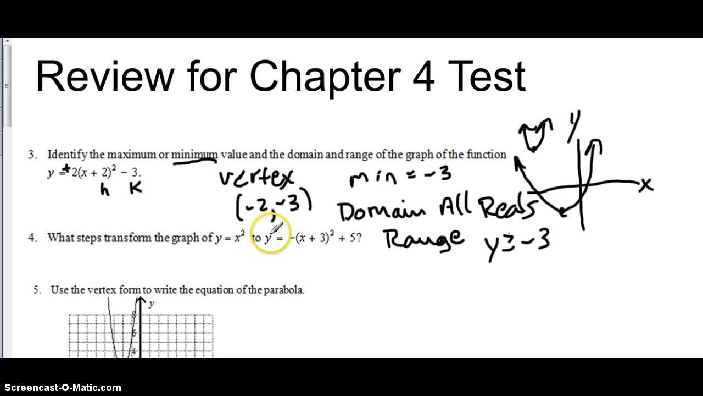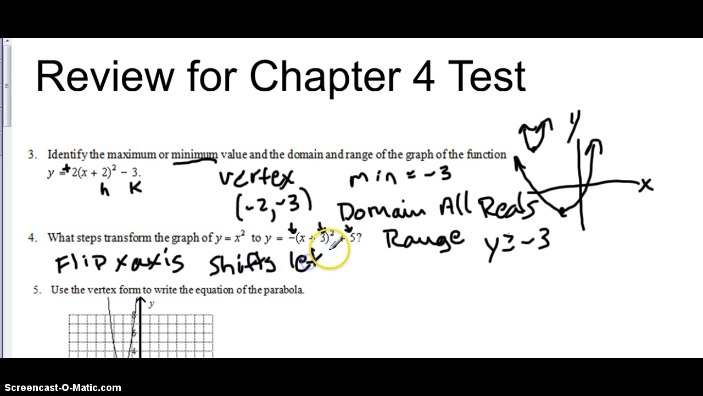Number 4, what steps transform this graph? Again, we're looking at what's going on here, here, and here. The negative is going to be flipped over the x-axis. The 3 here, again, it's the opposite of what you think it is. It's going to be a shift to the left 3. Left 3. And up 5.